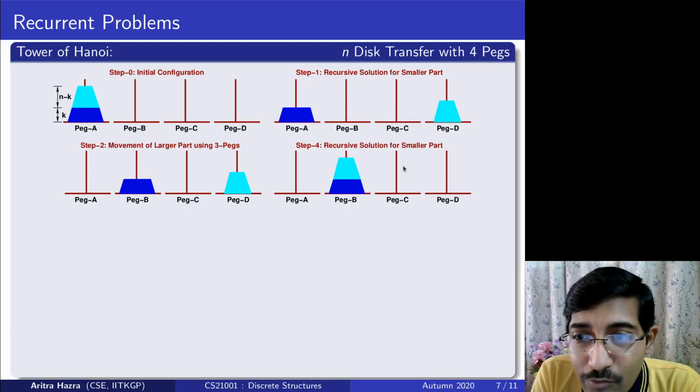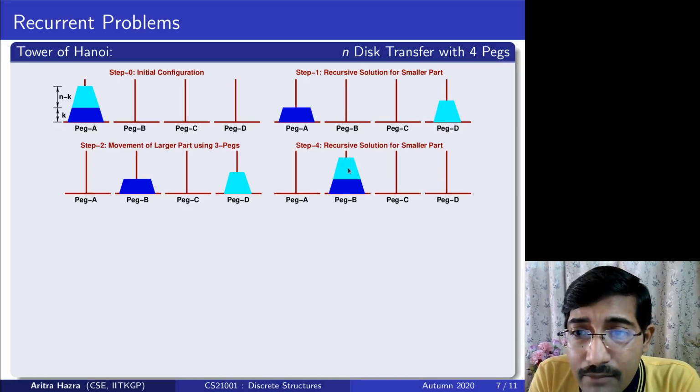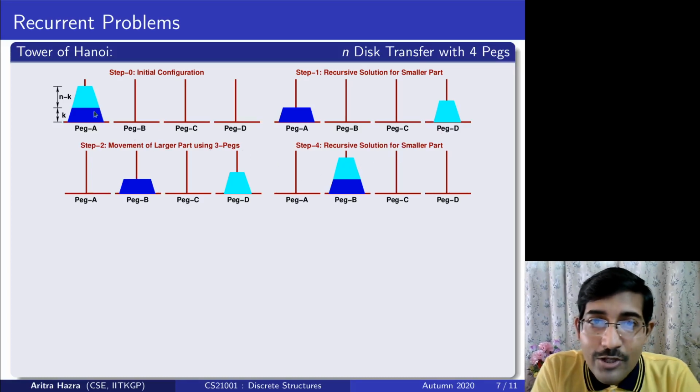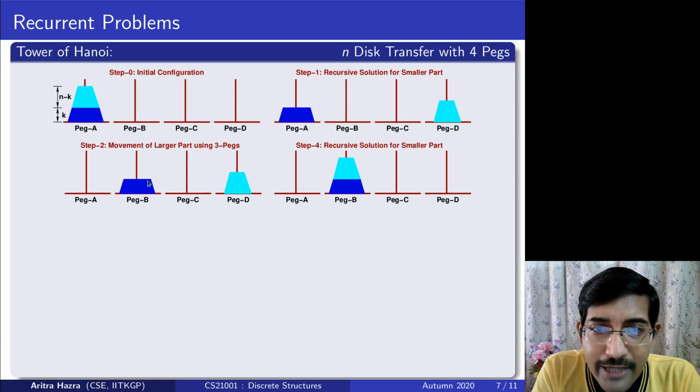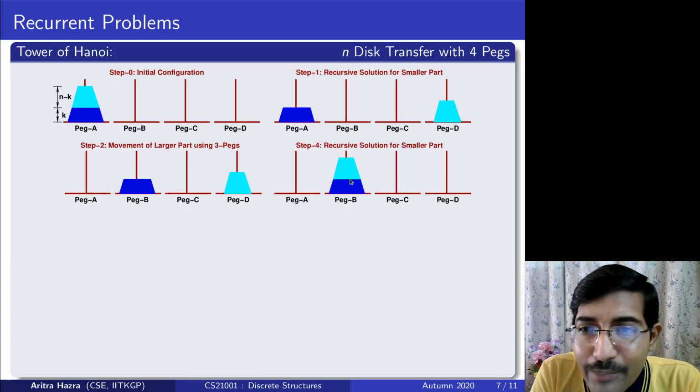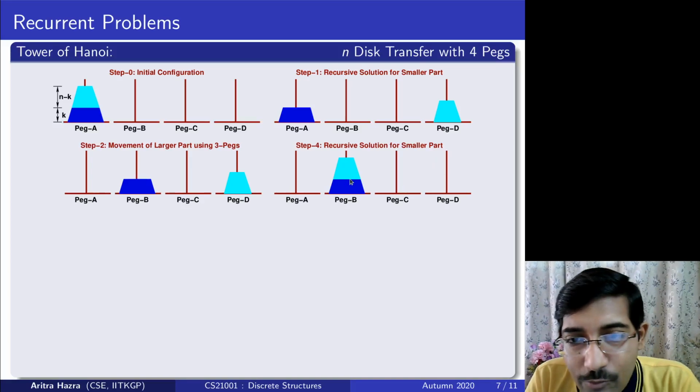So therefore, when this light blue part of all the disks from peg D, I put it back in peg B, then I can use again the 4 pegs. So first, the light blue part we can use 4 pegs. The dark blue part can use only 3 pegs. Then again the light blue part can use the 4 pegs also.